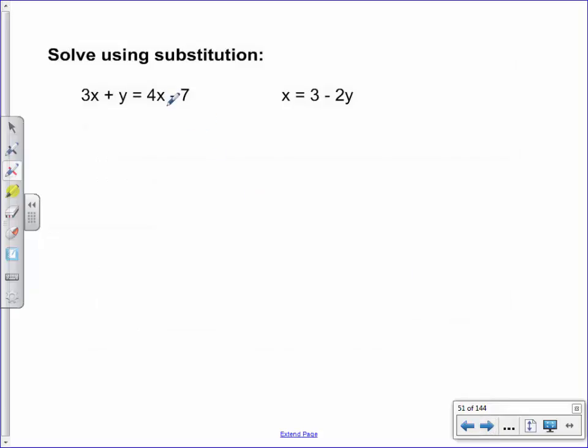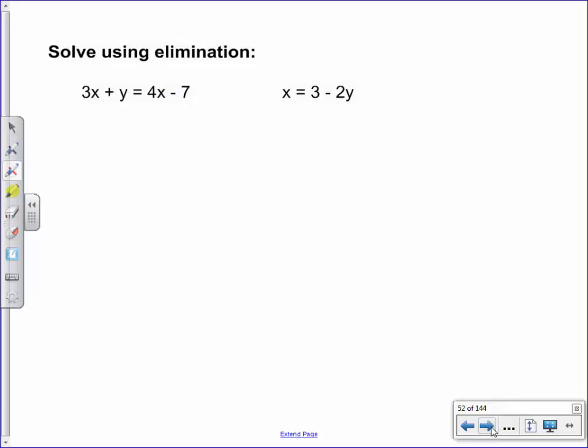Is this the one we just did? Yeah. Okay, so since we already just did that one, why don't I go to the slide where we do elimination then? Since that was the exact same one. Elimination involves manipulating the equations so that you can stack these things on top of each other and find a way to get rid of a variable.